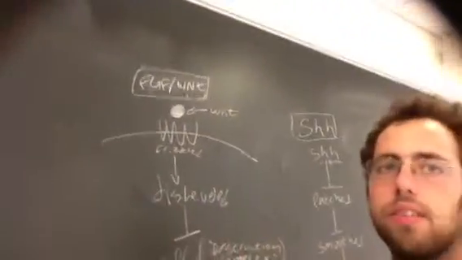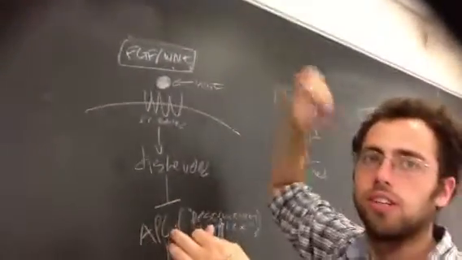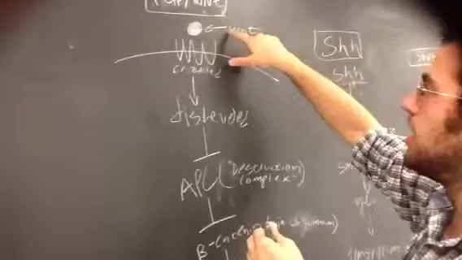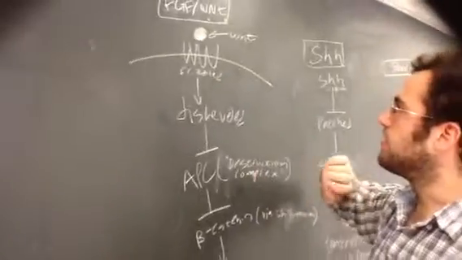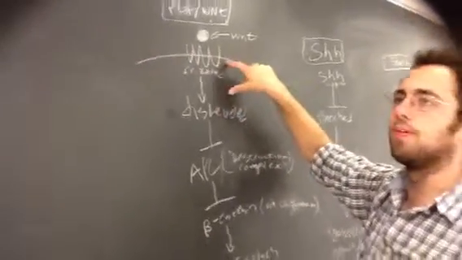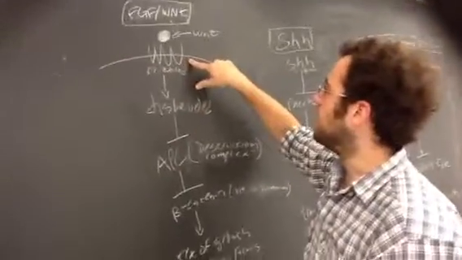Wait, so where does Wnt come from? So Wnt is a secreted protein. Okay. It's just in the extracellular space. And is this happening within the cell? This is all in the cell, and this is outside the cell. Okay. What's frizzled? A transmembrane protein? It's a planar cell polarity protein. Okay. That's what I meant.